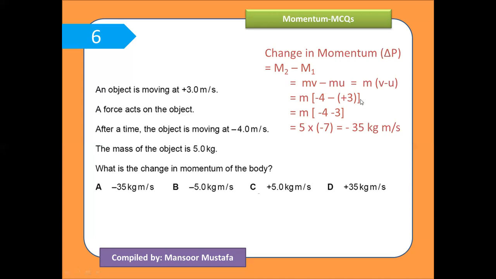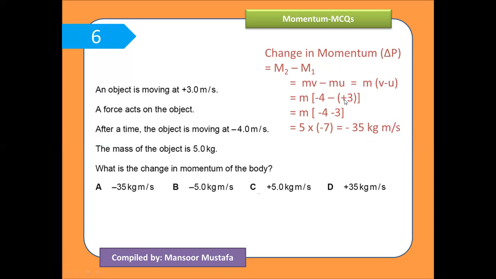Means you have to solve according to these given symbols. Now how will you solve this? -5 that is the final velocity, and +3 that is the initial velocity. So that will become -7. So now you have to multiply this with the mass, so you will get minus 35 kilograms meter per second.